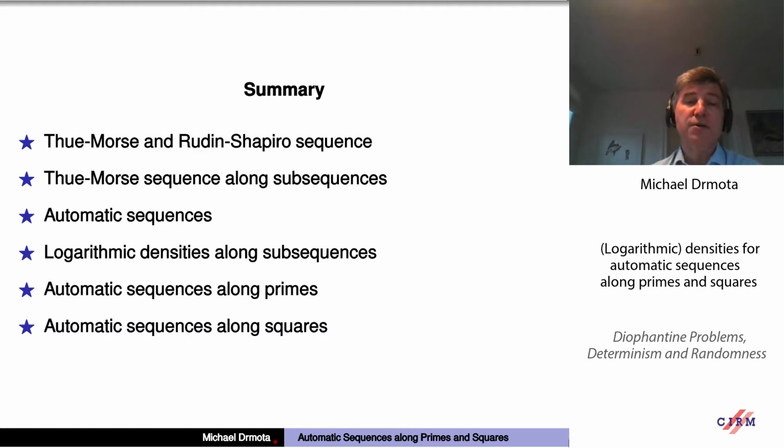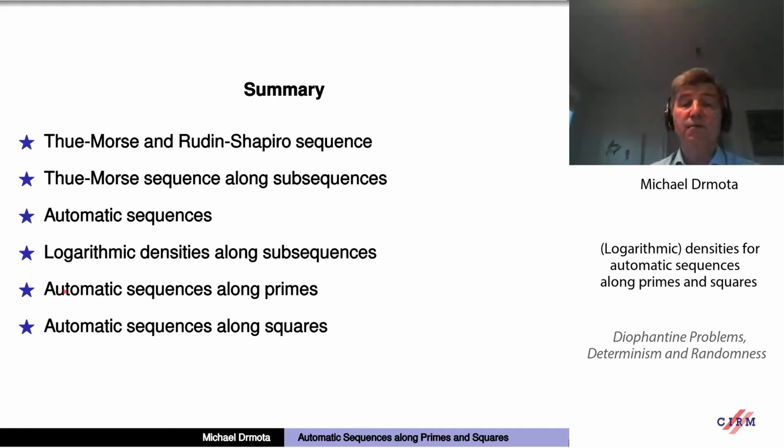It's a topic on automatic sequences in a number theoretic framework, and I will start with the most prominent automatic sequence, the Thue-Morse sequence, and also the Rudin-Shapiro sequence as an example. Then I will recall the results on the Thue-Morse sequence along the subsequences of squares and primes. Then I will introduce the notion of automatic sequences and discuss quickly a very general theorem on how logarithmic densities along sequences and automatic sequences can be obtained.